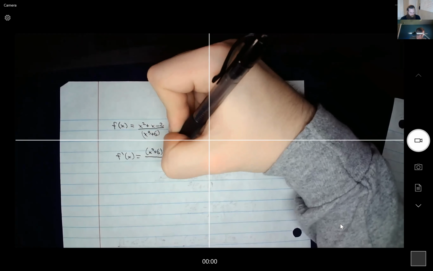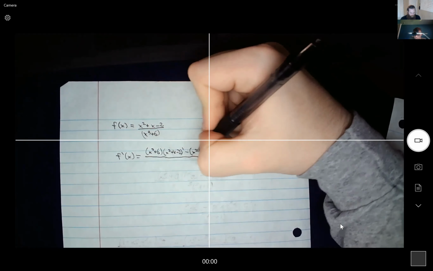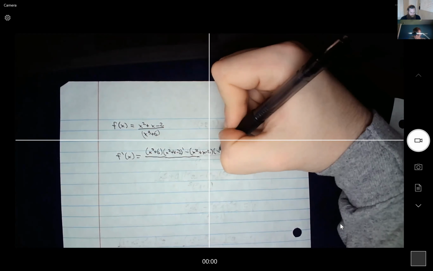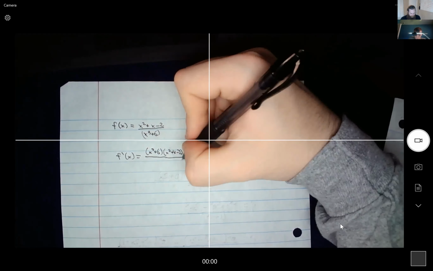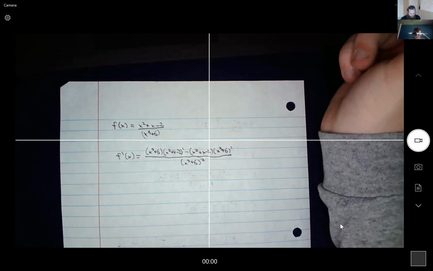low d high minus high d low, all over low squared, like that. f prime of x.